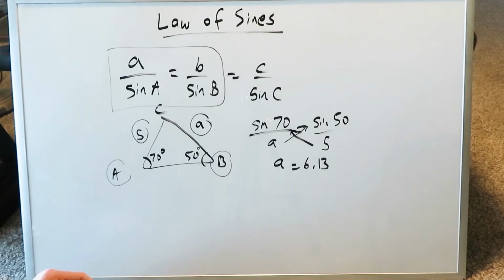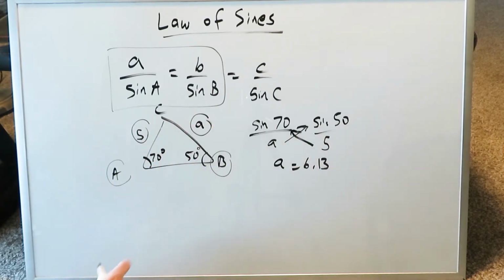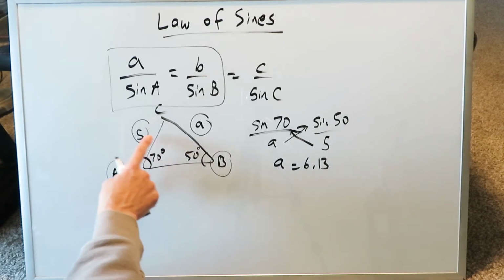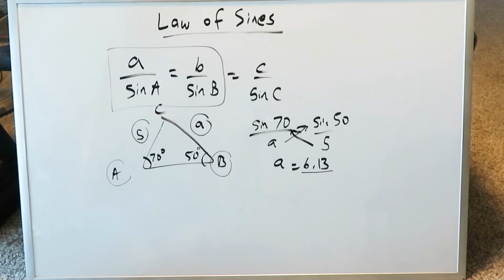What are the units? A larger angle will oppose a larger side, a smaller angle will oppose a smaller side. Here this is the larger angle, therefore the side should be a value larger than 5, which it is. 6.13 is our answer. So this is the application of the law of sines.